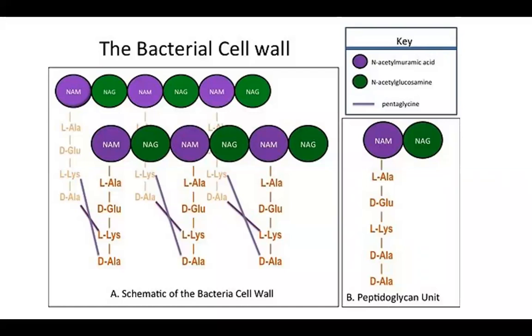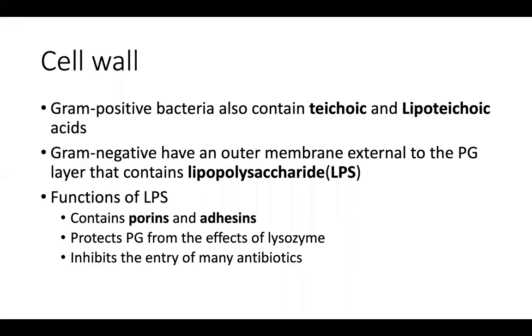And you can see to the right a peptidoglycan unit of the two NAM, NAG, and the peptides. So sometimes the amino acids will change depending on the bacteria. So we are still talking about the cell wall. Another difference of the gram-positive and gram-negative bacteria is that gram-positive bacteria contain teichoic and lipoteichoic acid.